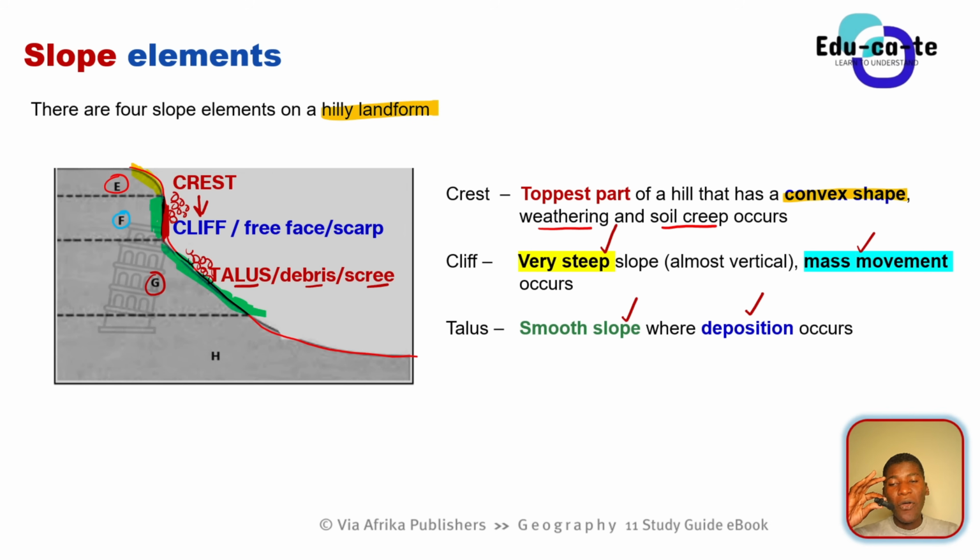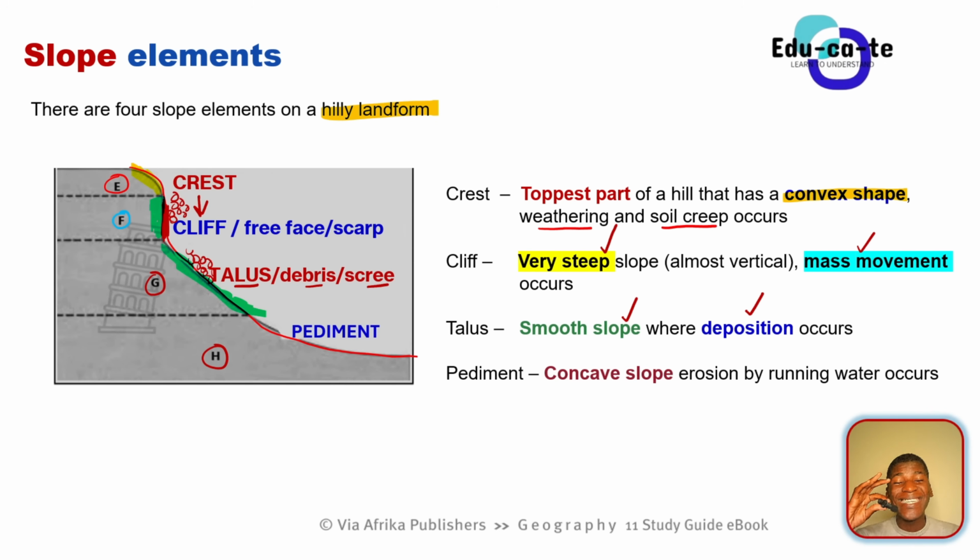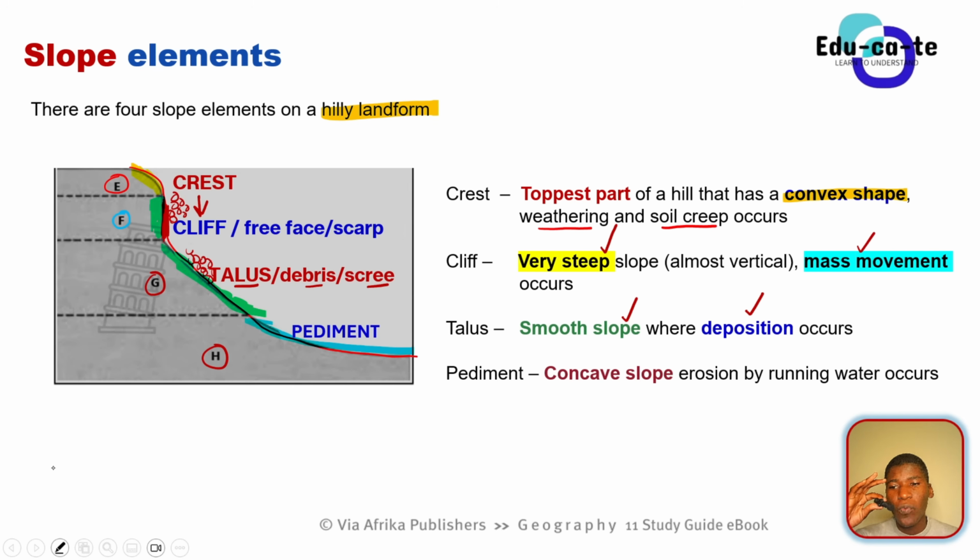Okay. And then now the last slope element that we have is slope element H, which is the pediment. The pediment is the last slope that we have, and it is concave shaped. Remember the crest, we said it is convex, and now the pediment is concave shaped. Remember, when we have a concave shape, it simply means that it is steep at the top and then gentle at the bottom. So you can see that at the beginning of the pediment it is steeper, but as you go down the pediment, it becomes gradually gentle. So it is basically a concave slope. That is the shape.